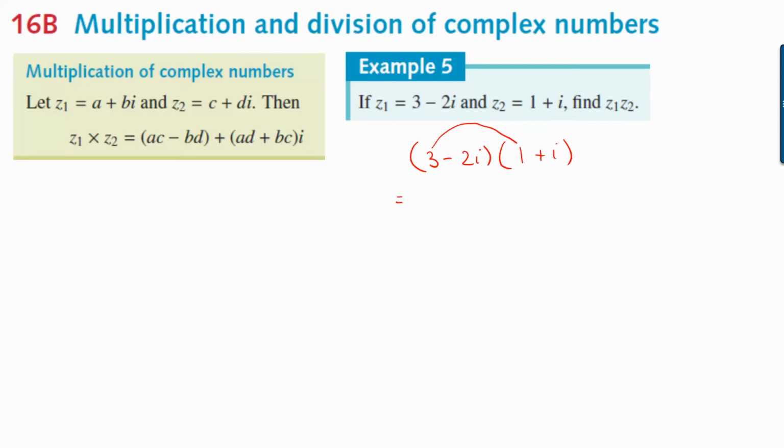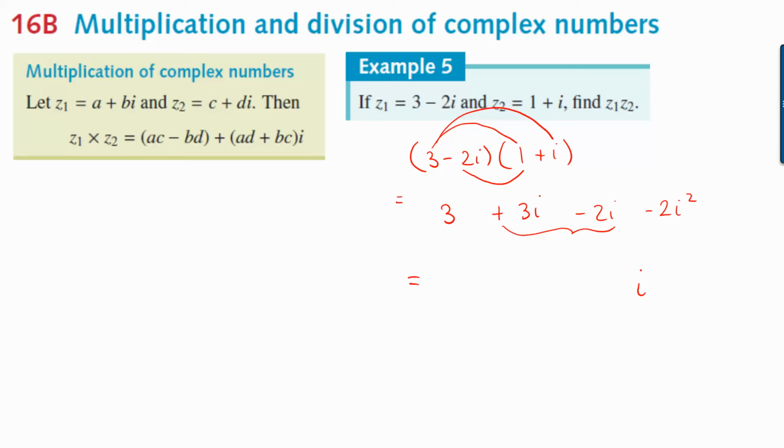We say 3 times the 1, 3, and then 3 times the i. I've got 3 groups of i, so 3i, and then I've got negative 2i times 1, so I've got minus 2i, and then negative 2i times i gives me negative 2i squared. Now from here, obviously the i's: we've got 3 groups of i and negative 2 groups of i. So in terms of the number of imaginary numbers I have so far, I've got 3 minus 2, which makes sense that I have 1i. So these two give you 1i.